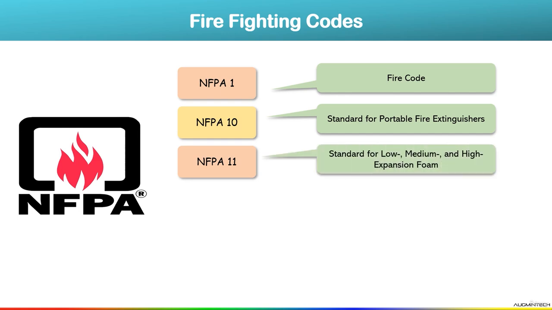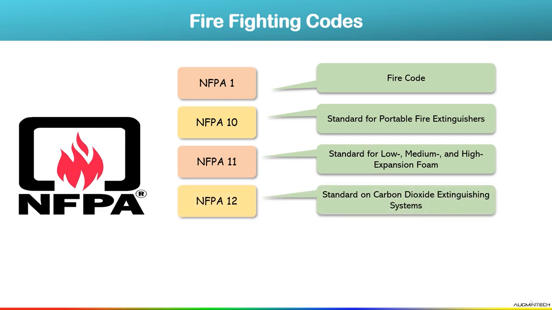Now the next is NFPA 11. This NFPA 11 is the standard for low, medium and high expansion foam. This standard covers the design, installation, operation, testing and maintenance of low, medium and high expansion foam systems for protection. Now the next is NFPA 12. NFPA 12 is the standard on carbon dioxide extinguishing systems. This standard contains requirements for carbon dioxide fire extinguishing systems to help ensure that such equipment will function as intended throughout its life.